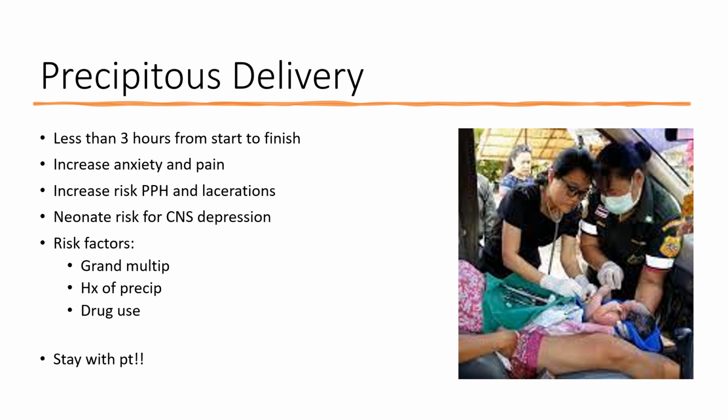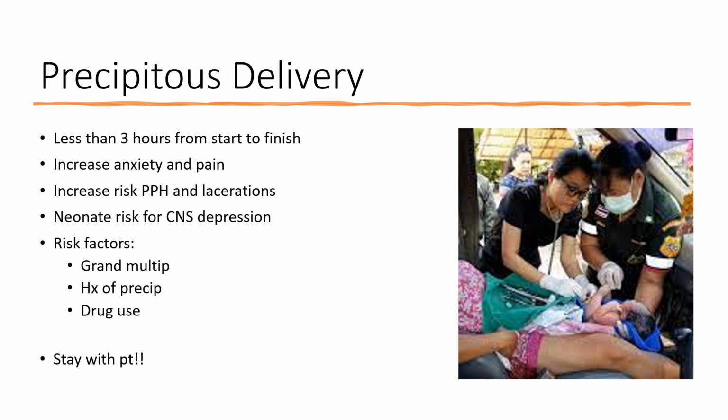What are risk factors that a patient might experience a precipitous delivery? Well, if she's had a lot of babies, so a grand multip. So if she's already had 5 or more babies, the risk of a precipitous delivery goes up. If she's had a history of a precipitous delivery, and also her drug use.